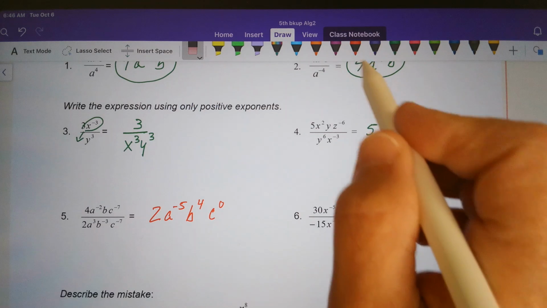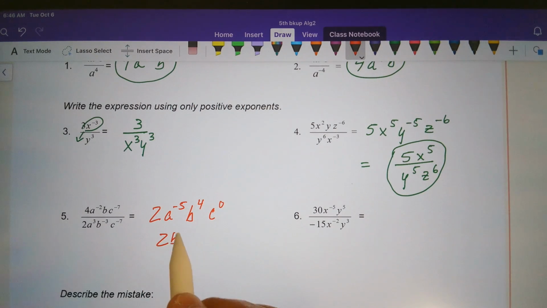So this is 2b to the fourth over a to the fifth. Remember, anything raised to the power of 0 is 1.